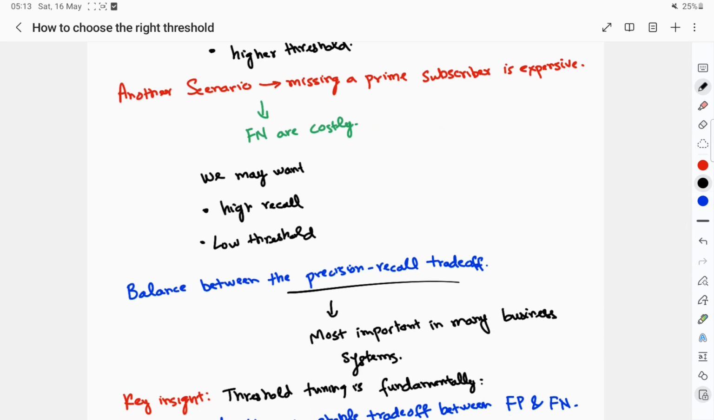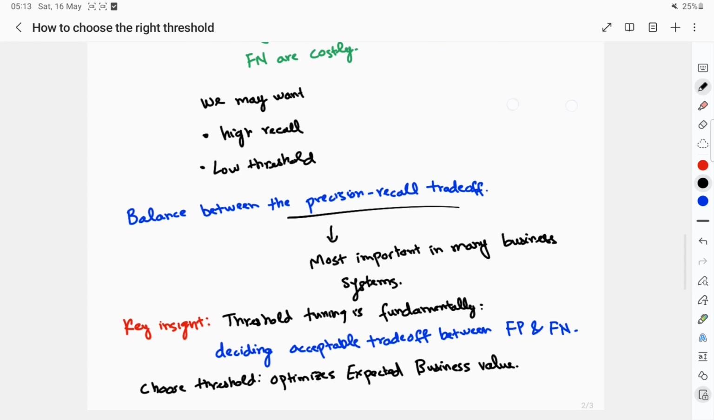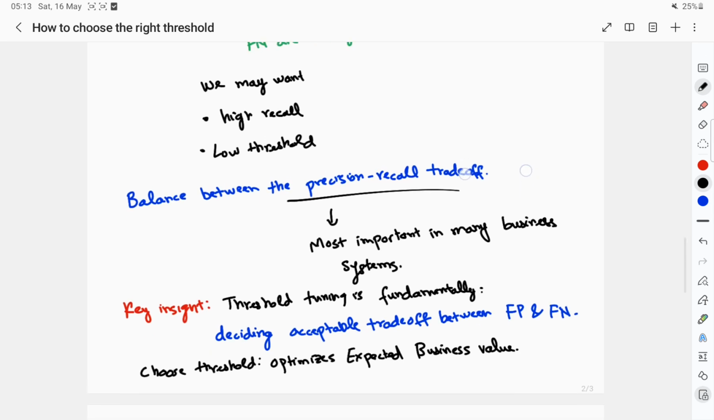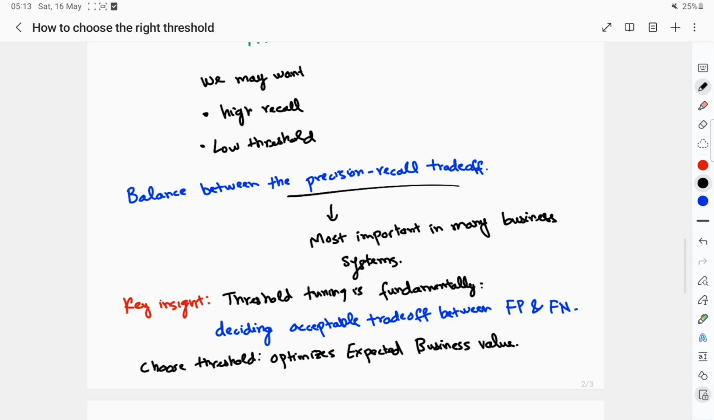So ultimately, it's finding the right balance in the precision-recall trade-off. And this is again one of the most important things in many business systems that you need to take a call on as a data scientist. The key insight here is that threshold tuning is fundamentally deciding the acceptable trade-off between your false positives and your false negatives. And towards the end, you would choose a threshold that optimizes the expected business value. That's how you need to think as a data scientist. Let's go further and discuss a few more things.